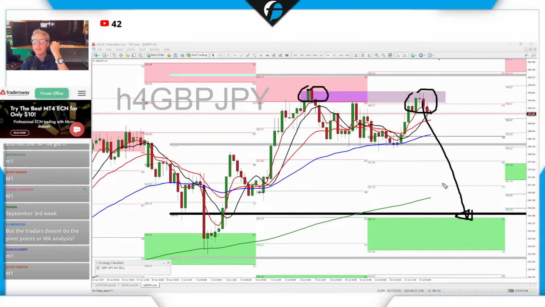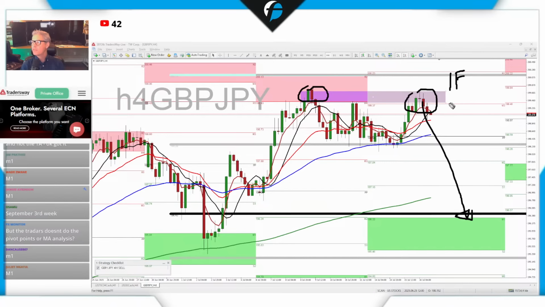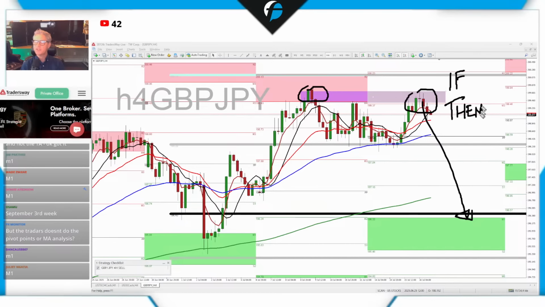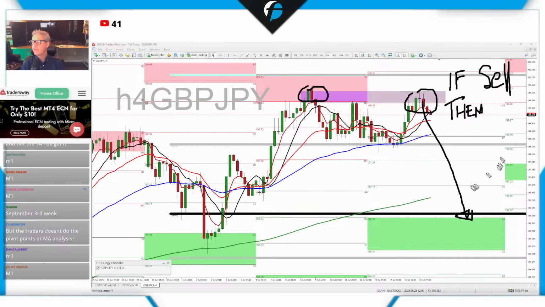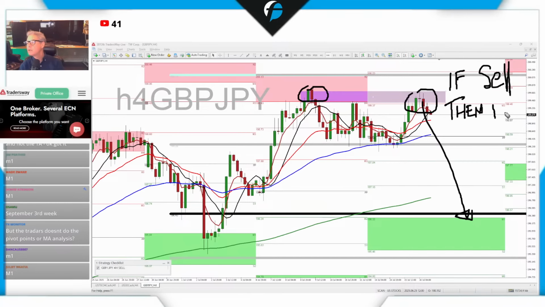Now, let me be clear. Do we know that that's going to happen? No. But if, then, okay? They're if-then statements. These are hypotheses. Okay? If you're a bear, so if you sell that double top, then your target is 19632.